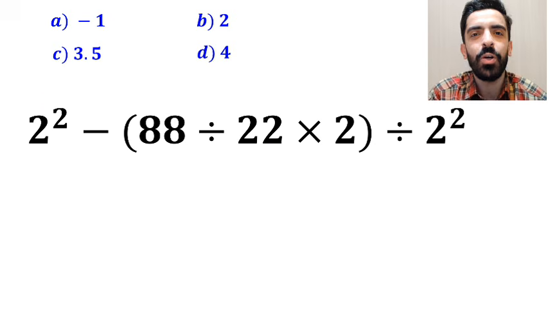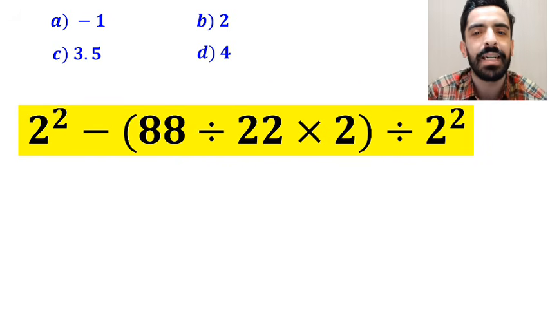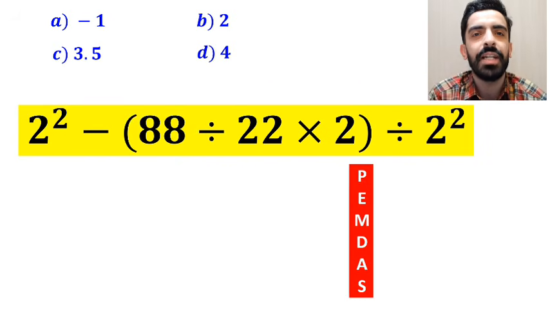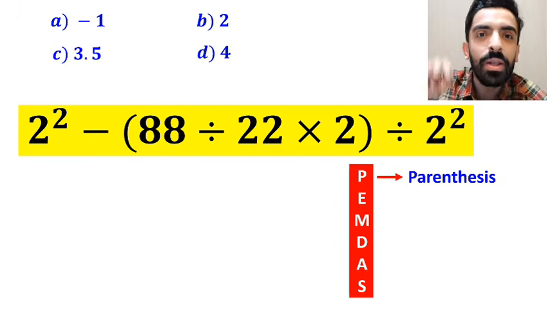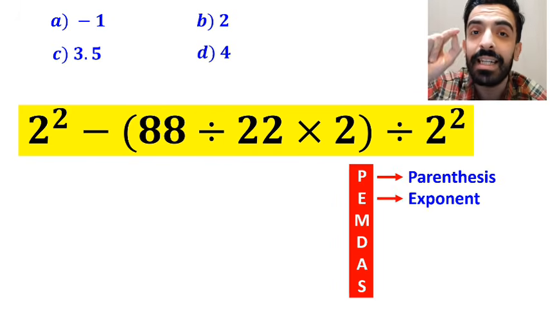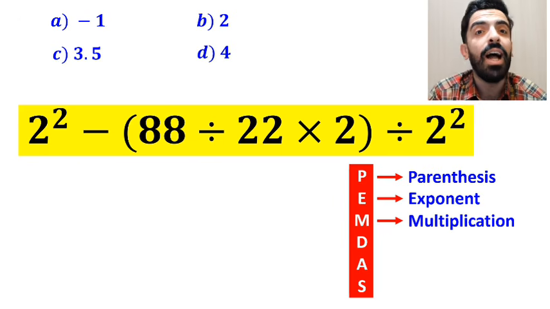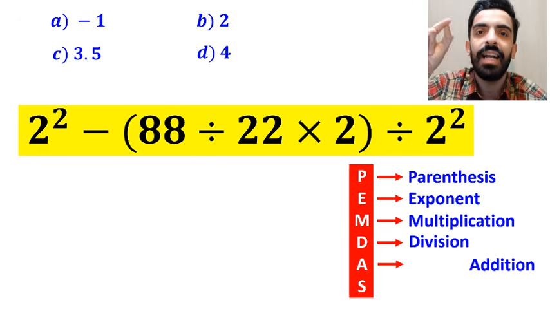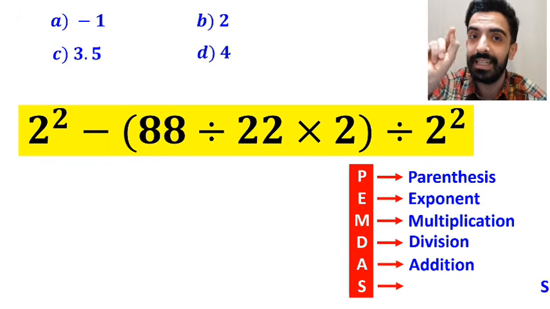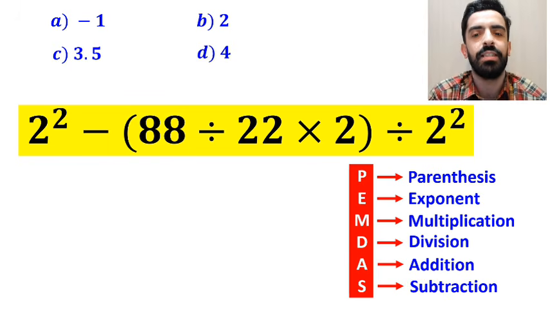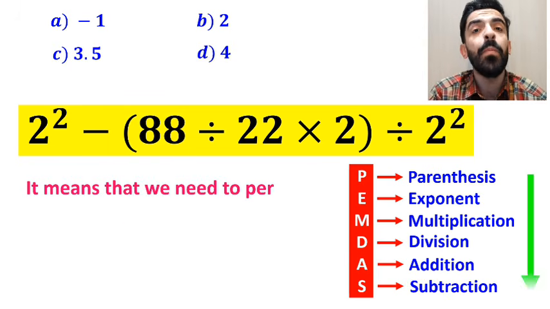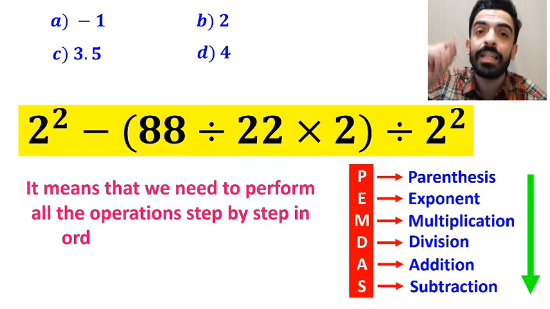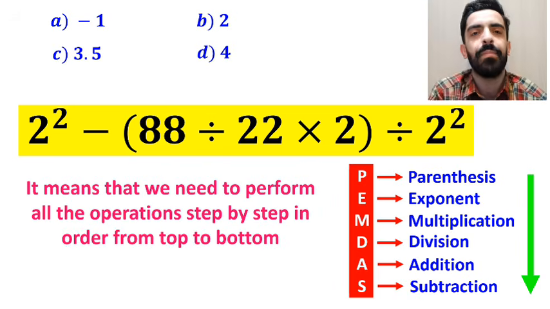Alright, now let me show you how to solve this expression properly. To solve this question, we must follow the PEMDAS rule step by step. In this rule, P stands for parentheses, E stands for exponent, M stands for multiplication, D stands for division, A stands for addition, and S stands for subtraction. It means that we need to perform all the operations step by step in order from top to bottom.